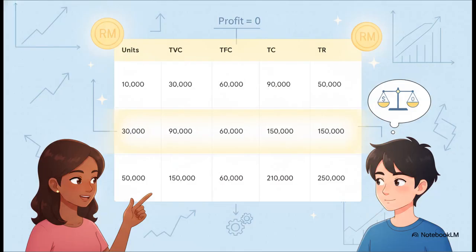Now, when you map out the data, something really interesting happens right at the 30,000 unit mark. Notice how everything perfectly aligns there? Our total revenue perfectly matches our total cost at exactly 150,000 ringgit. And you know what that means? It means our profit is exactly zero.